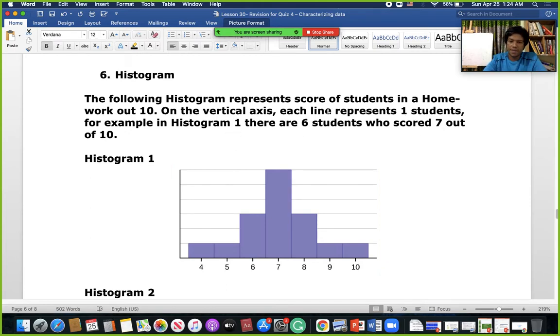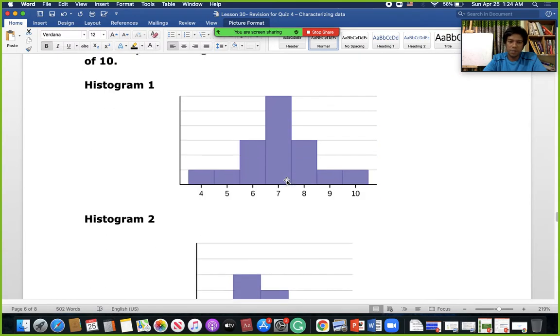On the vertical axis, each line represents 1 student. For example, in histogram 1, there are 6 students who scored 7. So these are the scores, and 7 is scored by 6 students. You will see 1, 2, 3, 4, 5, 6. There are 6 boxes here. So this is an example of the data.